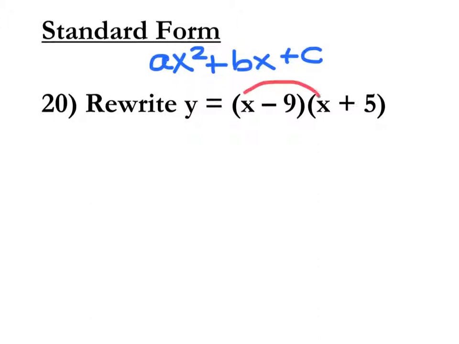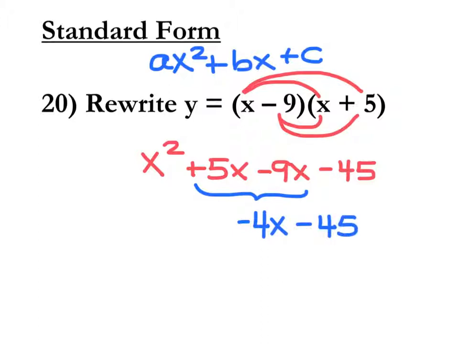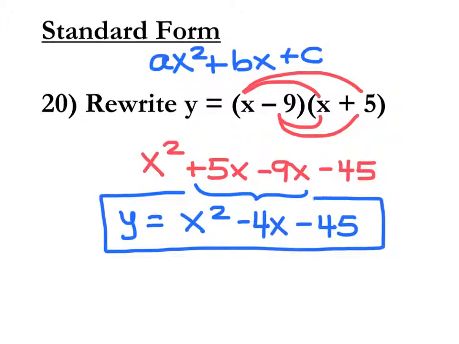So to get into standard form, I'm going to FOIL. So x times x is x squared. X times 5 is positive 5x. Go the other way. X times negative 9 is minus 9x. And 5 times negative 9 is minus 45. Now combine your insides. And we get negative 4x. Just drop the other two parts down, and you're done. Don't forget your y equals. Guys, all I did was I took factored form and I just rewrote it in standard form. That's my answer. And we can go on.